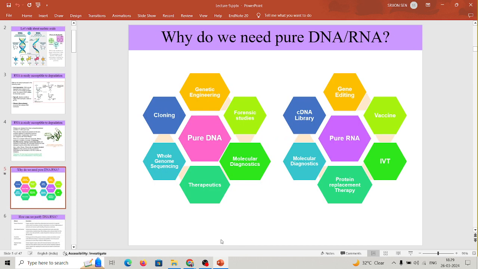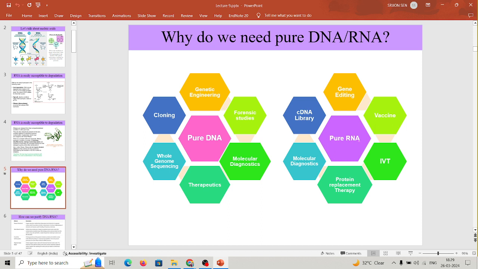Okay, now let us look at the different applications. It's given in a very beautiful colored format so that you can remember. So see, pure DNA can be used for genetic engineering, forensic science, forensic studies, molecular diagnostics, therapeutics, whole genome sequencing, cloning. What exactly are these things, you can Google. I'm sure you would be interested. So please learn more about all of these things. You will get more interest in the subject.